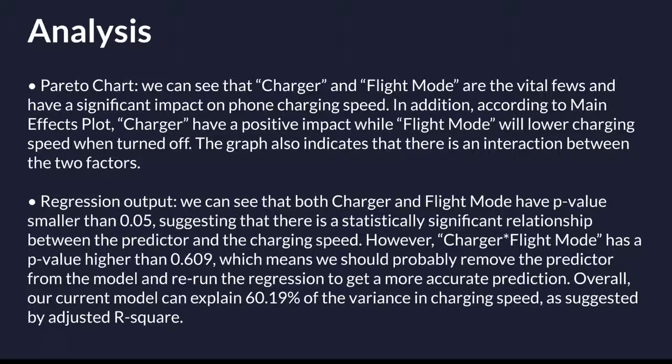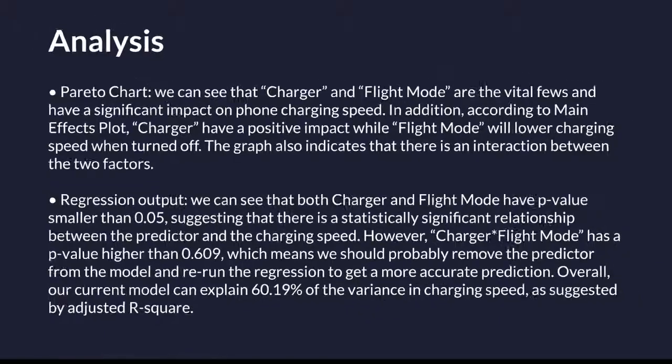However, the charger and flight mode interaction has a p-value higher than 0.609, which means we should probably remove the predictor from the model and rerun the regression to get a more accurate prediction. Overall, our current model can explain 60.19% of the variance in charging speed, as suggested by the adjusted R-square.